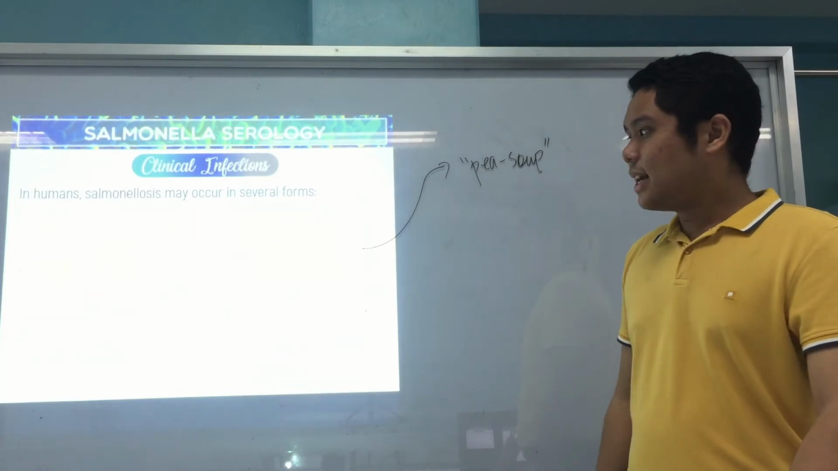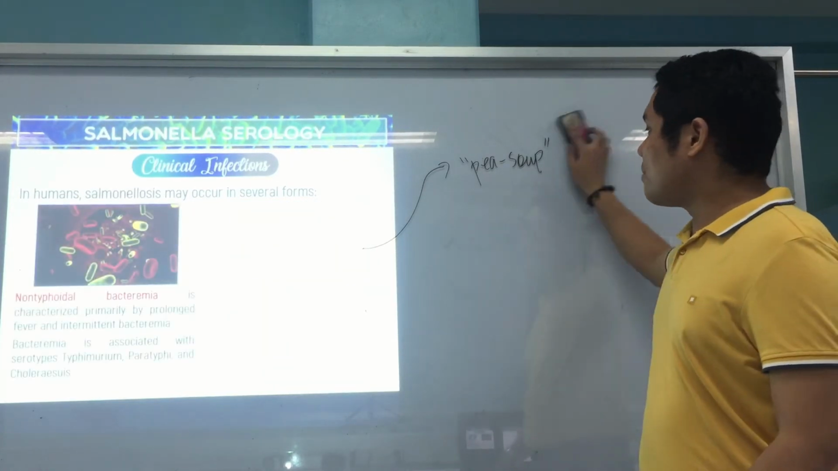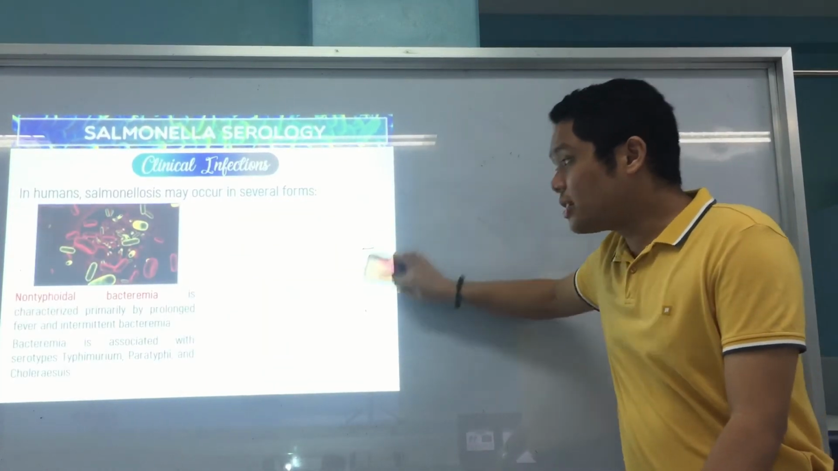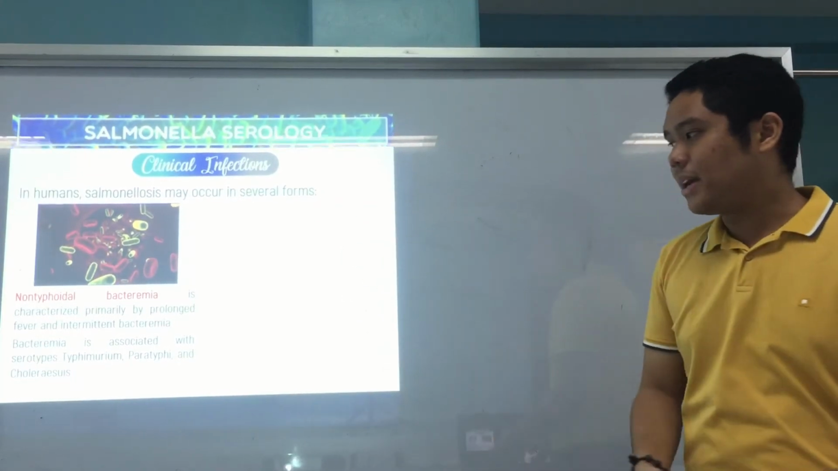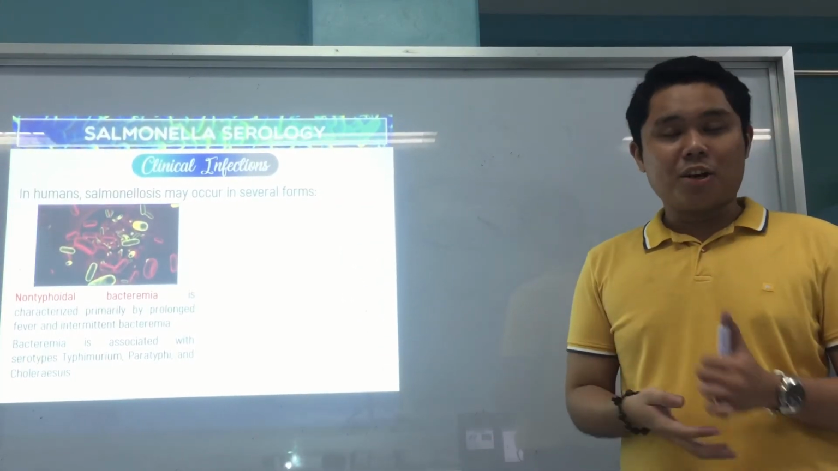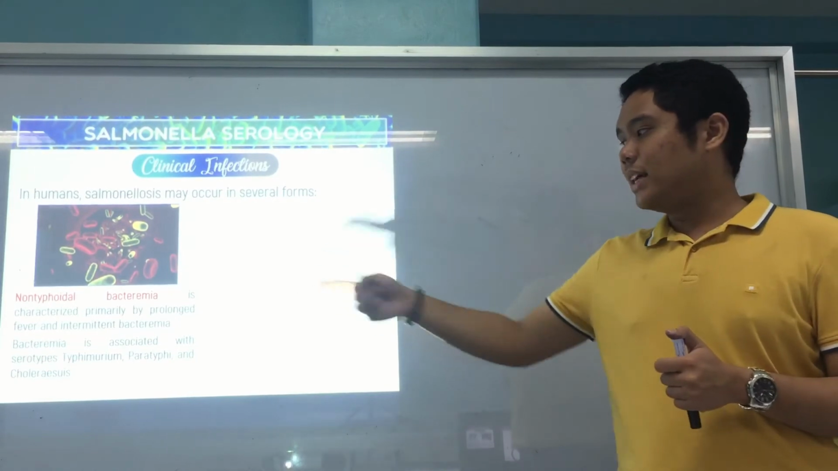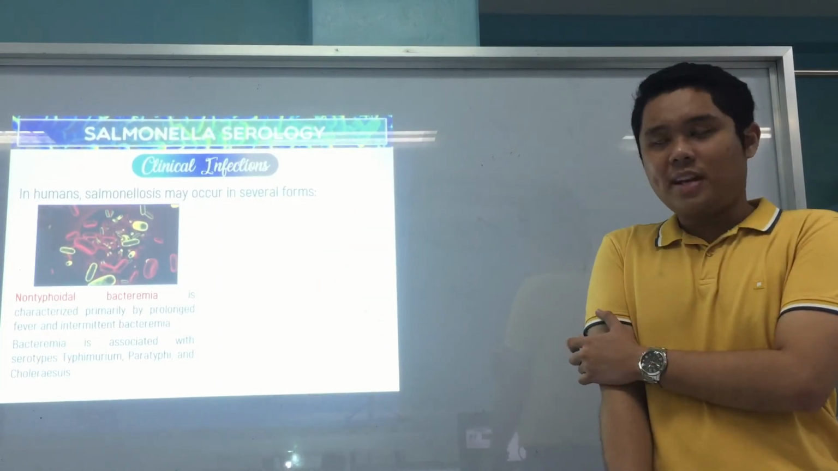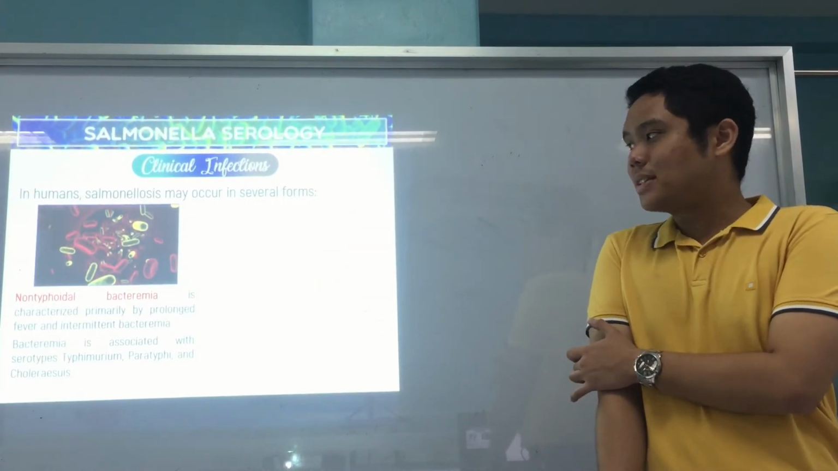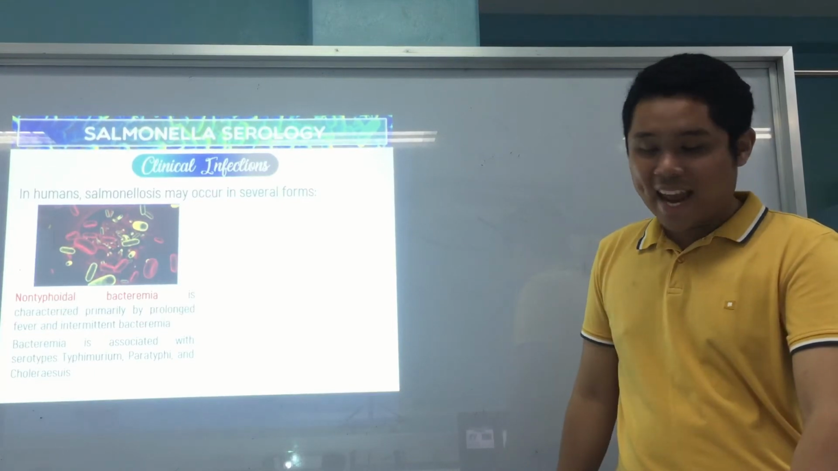Now, non-typhoidal bacteremia: prolonged fever and intermittent bacteremia. So there is bacteria in your blood itself, and it's usually associated with the serotypes typhimurium, paratyphi, and choleraesuis. That is non-typhoidal bacteremia.